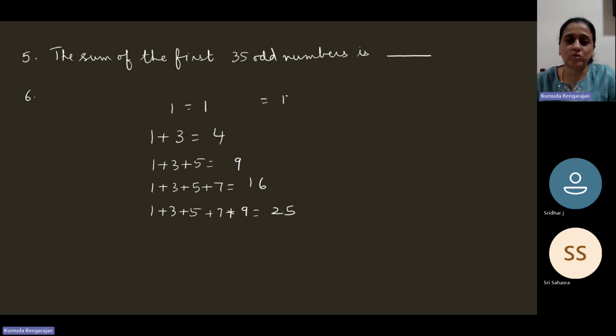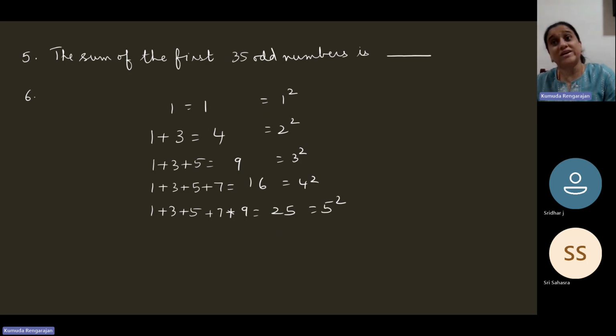So this is 1 squared. This is 2 squared. This is 3 squared. This is 4 squared. This is 5 squared. So the sum of the first five odd numbers is 5 squared. The sum of the first four odd numbers is 4 squared. The sum of the first three odd numbers is 3 squared. So the sum of the first 35 odd numbers will be 35 squared. 35 into 35.